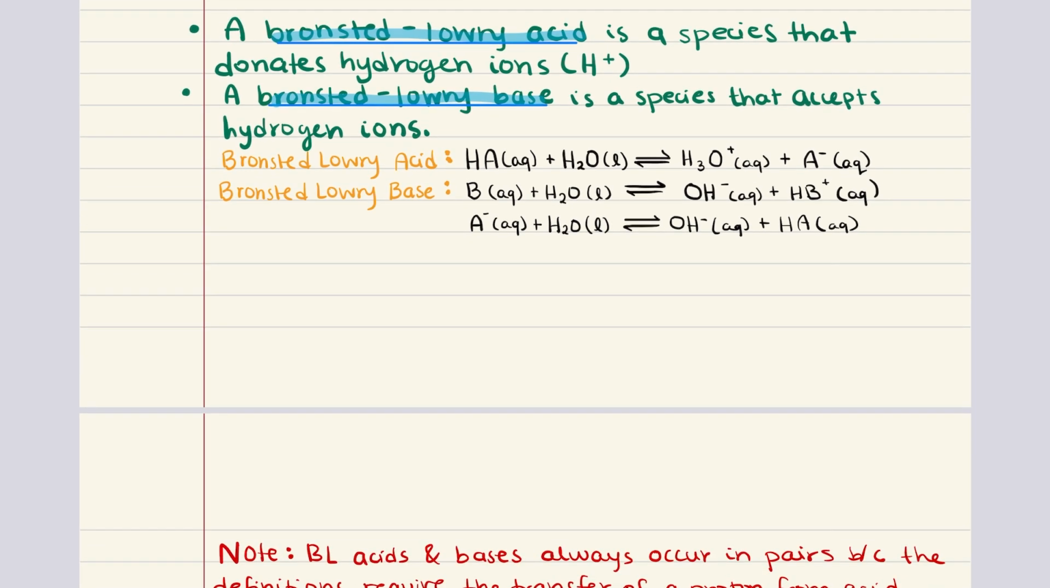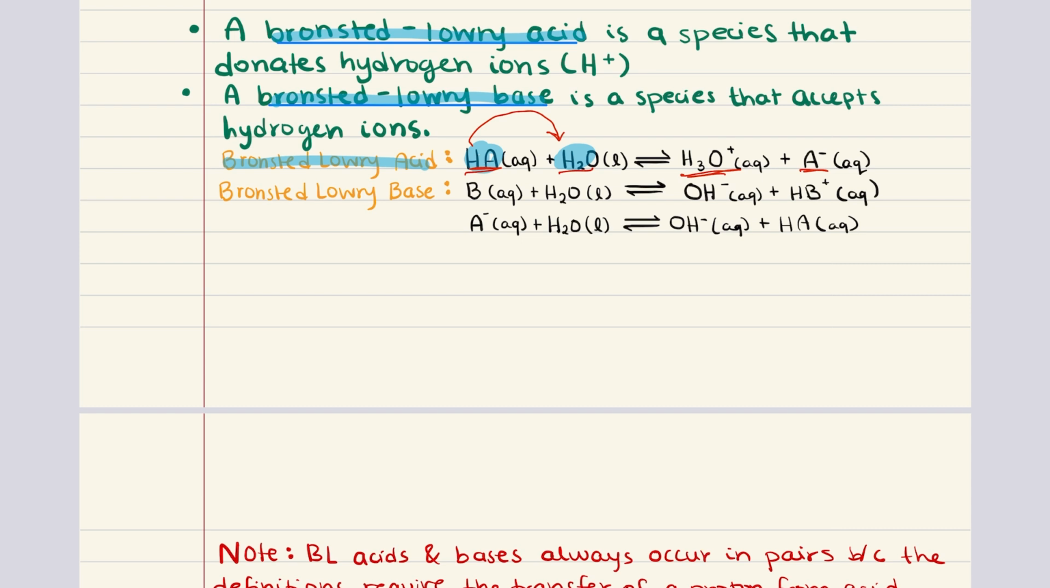We're going to start here with the Bronsted-Lowry acid. HA is the general symbol for a Bronsted-Lowry acid, and we notice here that it reacts with water. It donates a hydrogen ion to water, and water now forms hydronium ions. This is H3O+. The acid has lost the hydrogen, so now it's just A-. This is its conjugate base. This is the result after the proton is donated.